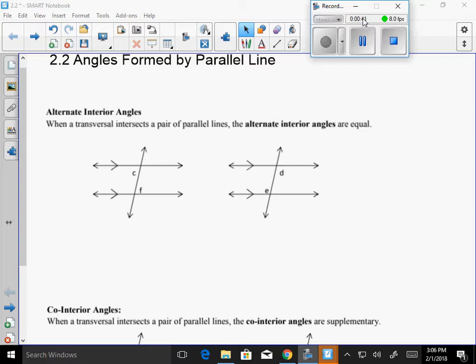Okay. So the first thing we're going to talk about is alternating interior angles, or the old AIA for shorthand. Whenever you talk about this stuff, always use shorthand. It just makes it easier.